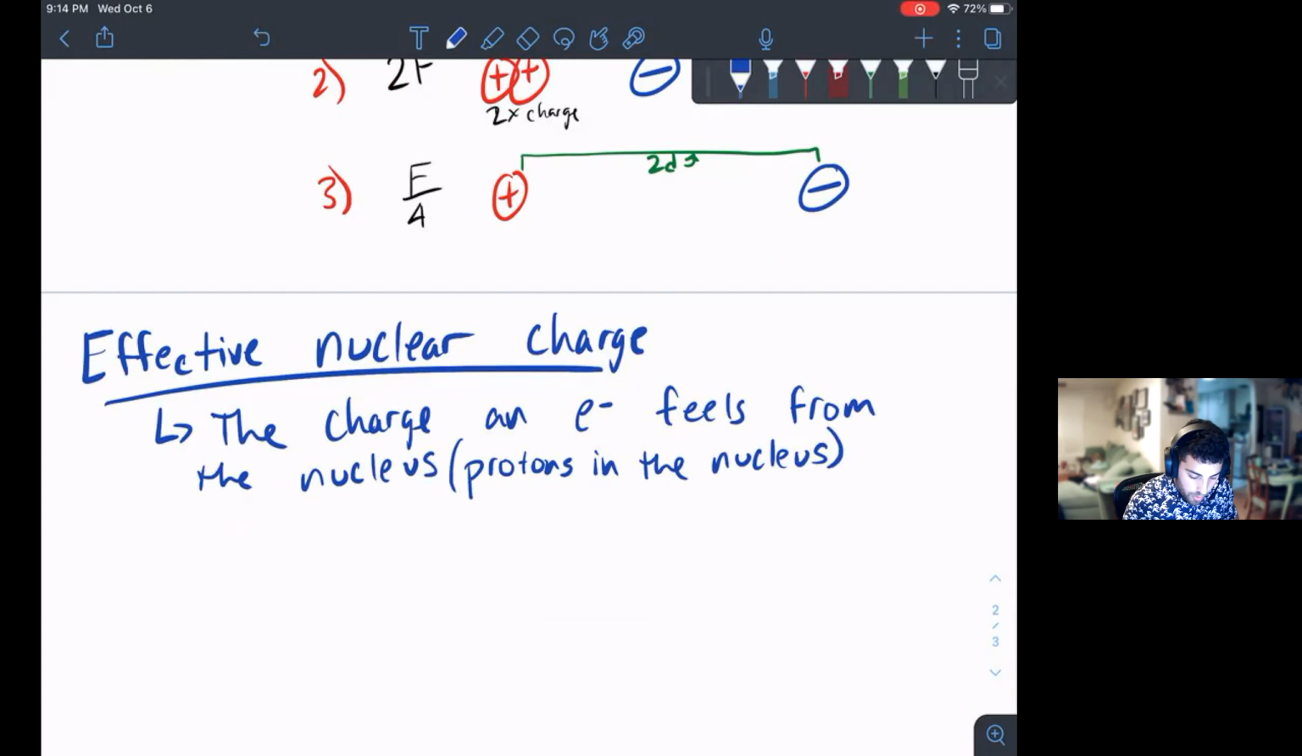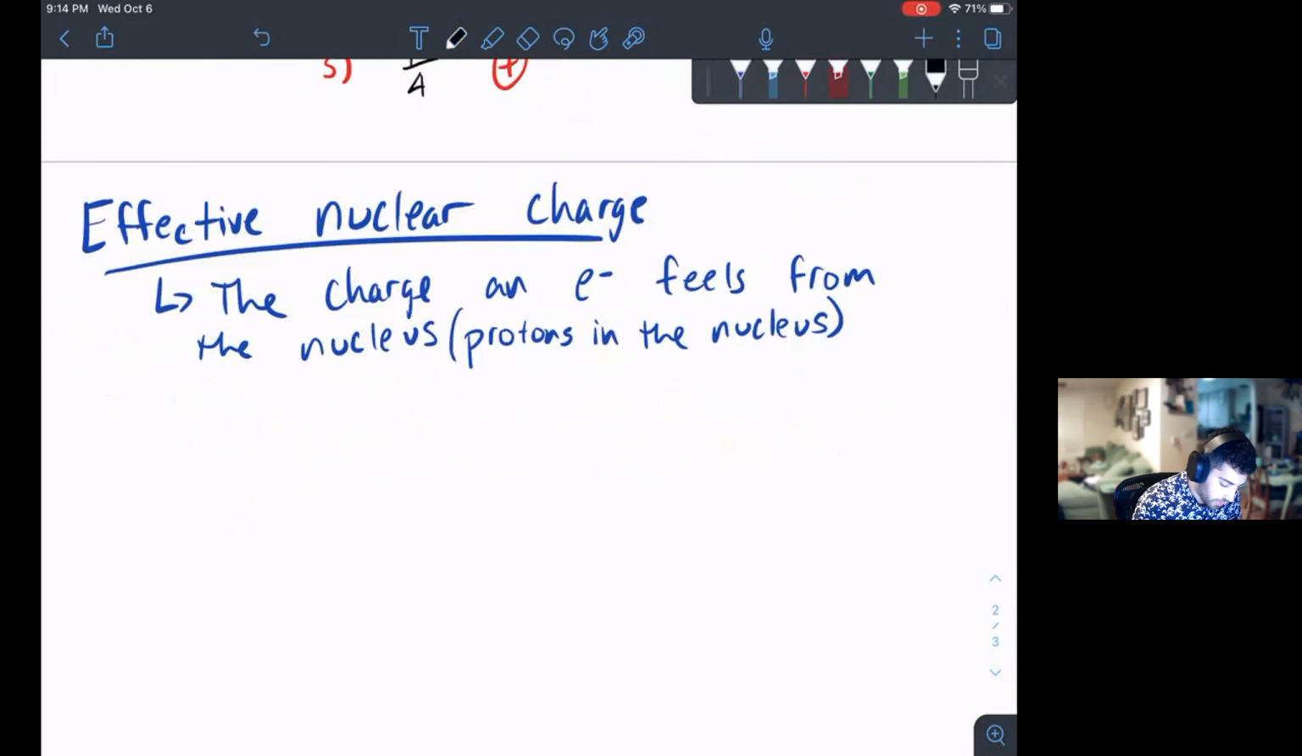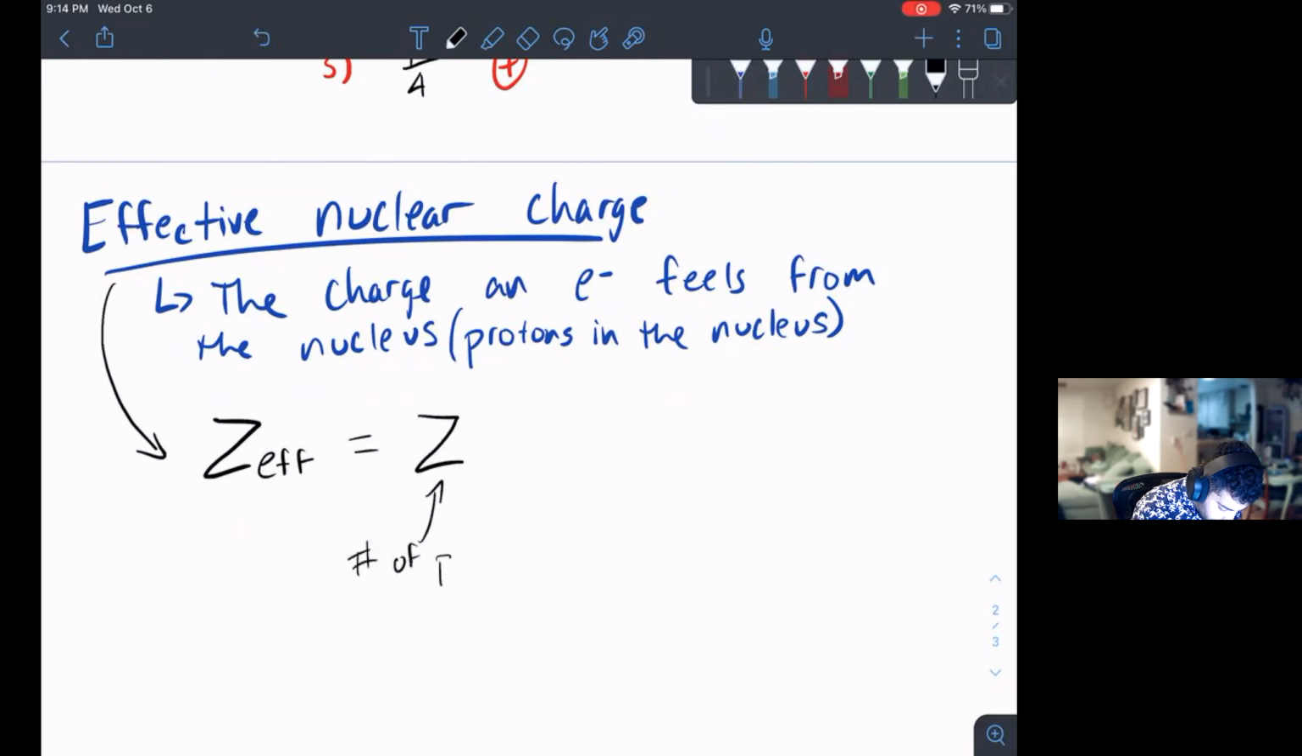So real quickly, let's go over the equation for it because we have this handy equation. We have Z effective, which is the effective nuclear charge, is equal to Z, and that's the number of protons, which, by the way, is equal to the charge of the nucleus, because once again, all the protons are in the nucleus and the neutrons don't have any charge, therefore the full charge is Z. And then we're going to say minus S.